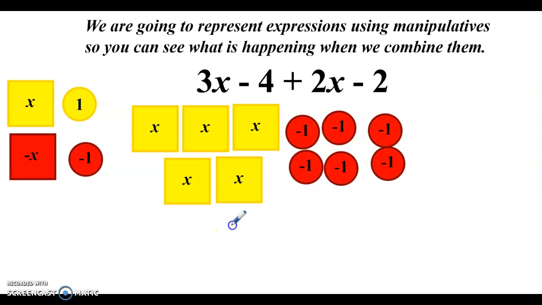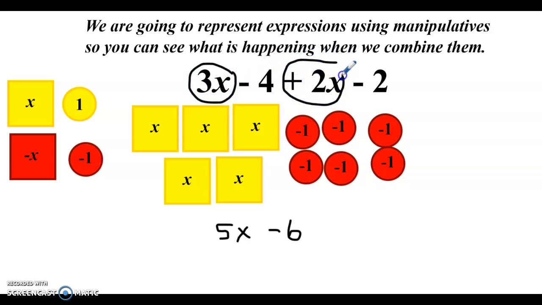And what do I have now? Well, I can see I have 5 x's and I have negative 6 negatives. So once again, I could combine my 3 x's plus my 2 x's, because they were like terms, and then I could take this negative 4 and this negative 2 and put those together, because they were both terms that did not have a variable. They were constants, and we can combine our constants as well. Let's look at another example.